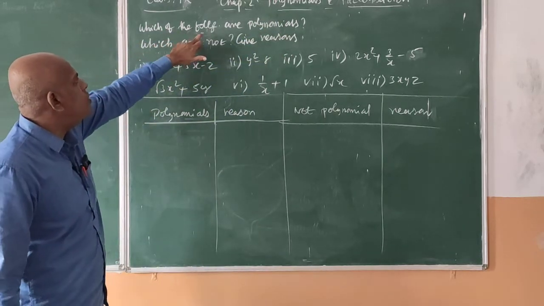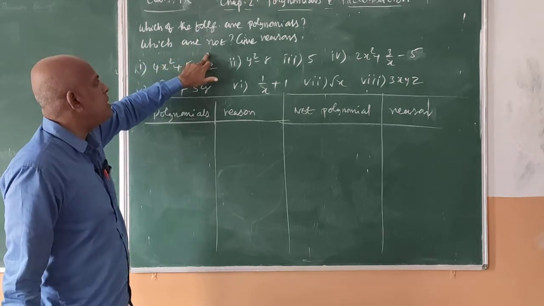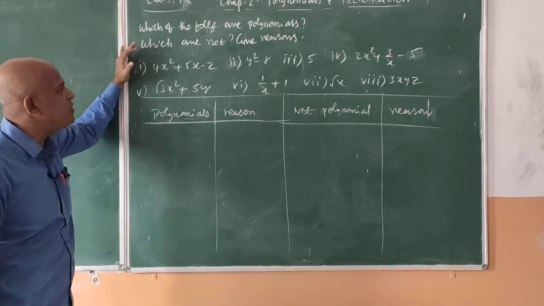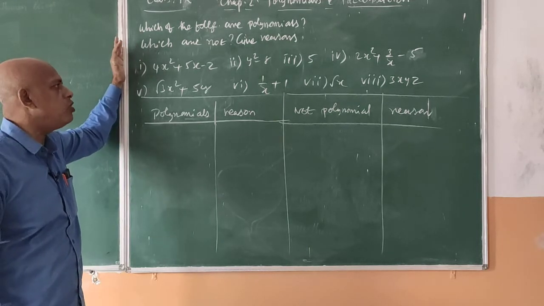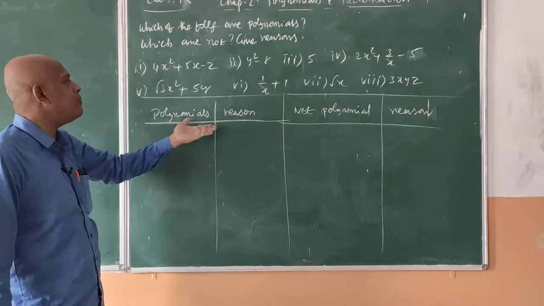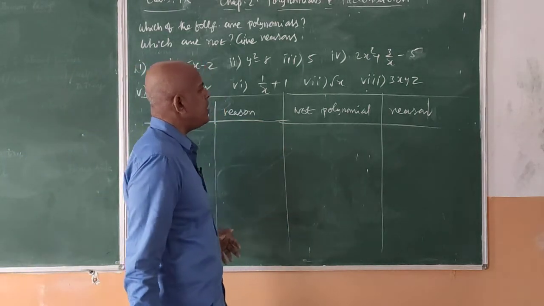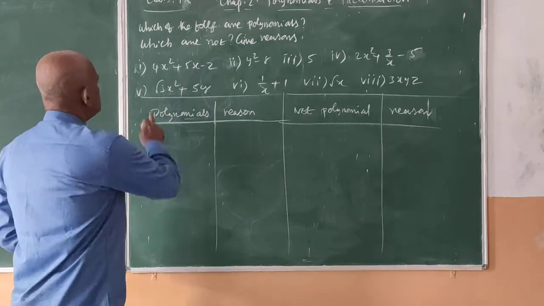Which of the following are polynomials and which are not? Here they have given 8 problems. In these we have to choose which are polynomials and which are not polynomials. If they are polynomials, why are they polynomials? We have to write the reason. If they are not polynomials, why are they not polynomials? We have to write the reason here. Let us start with the first one.